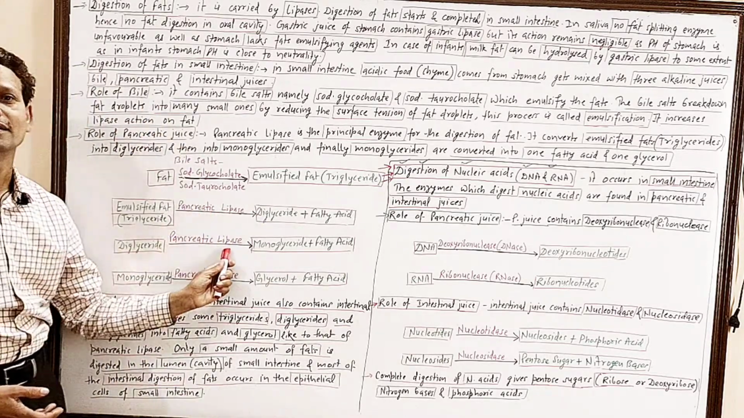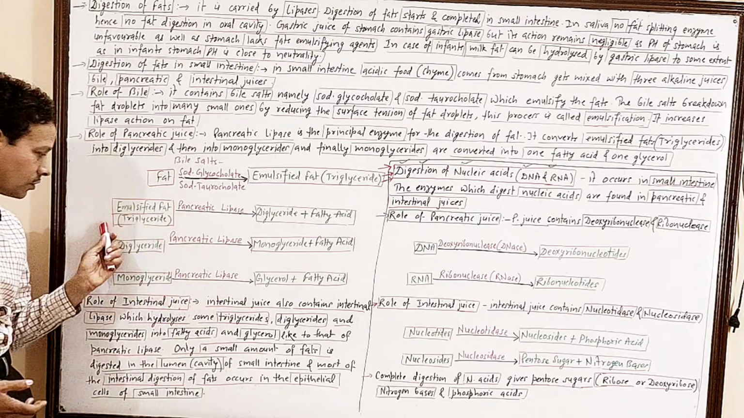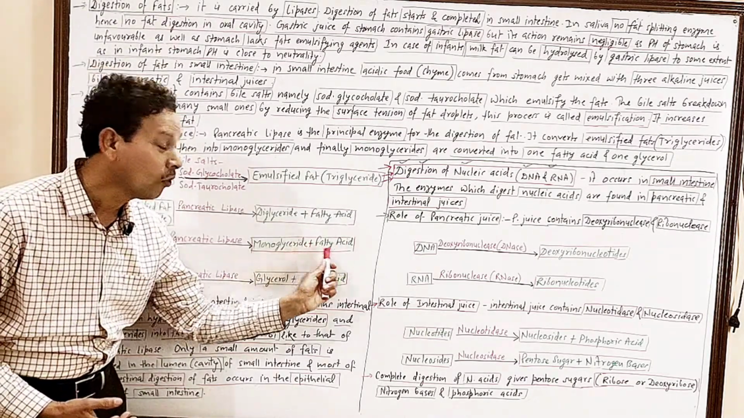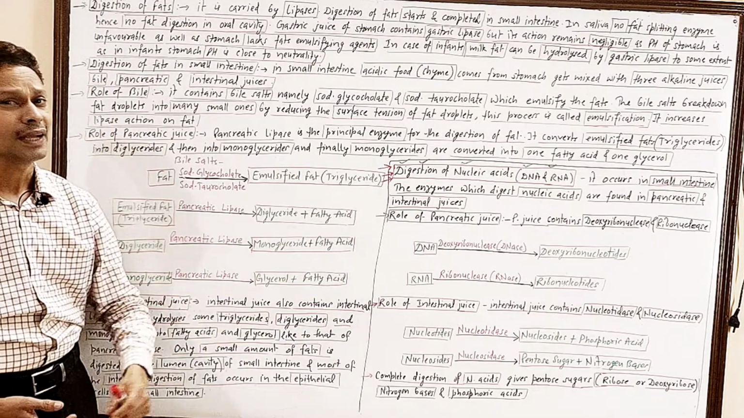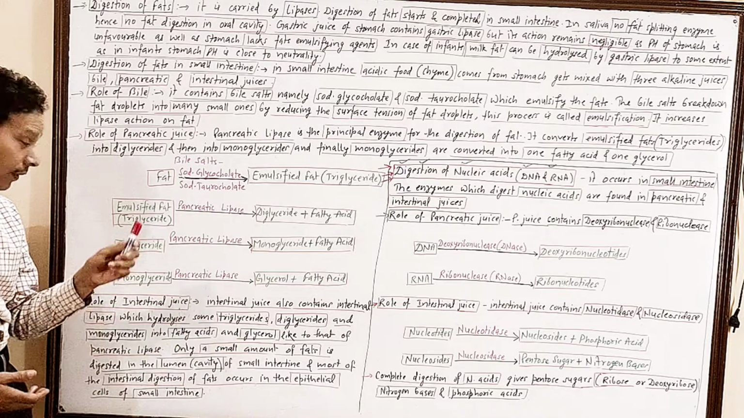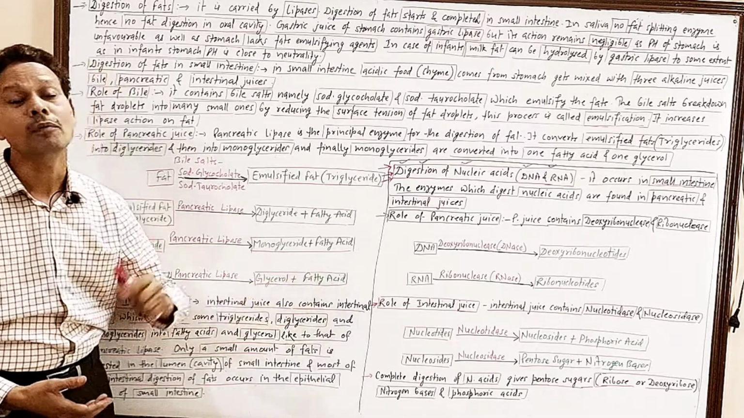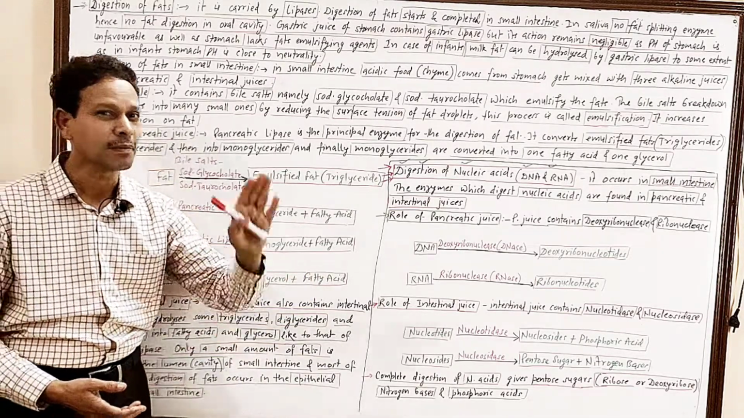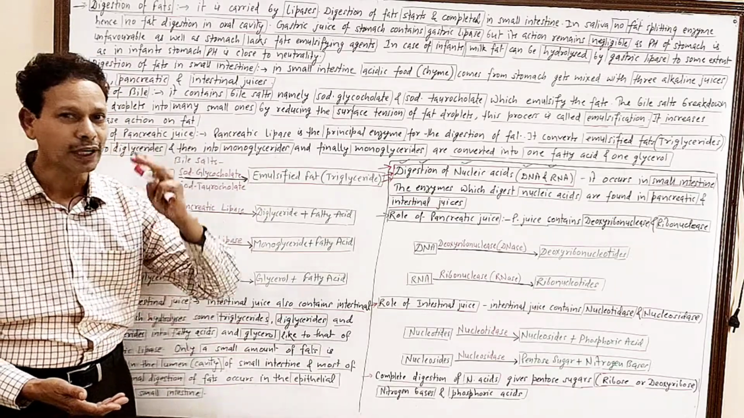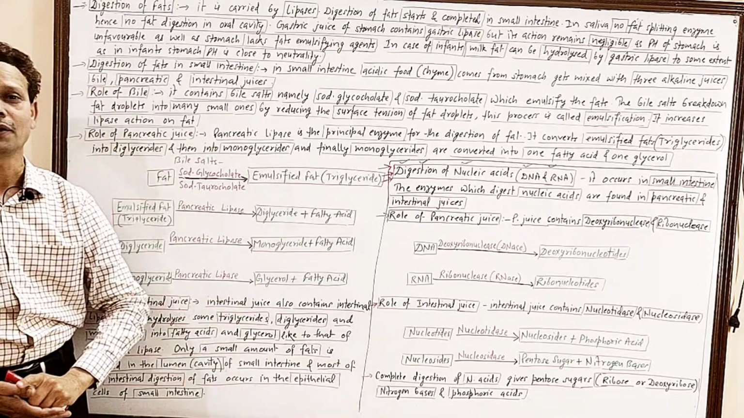Step number second, this pancreatic lipase converts this diglyceride into monoglyceride and one more fatty acid. And step number third, this monoglyceride is further converted into glycerol and one more fatty acid. It means the emulsified fat, which is triglyceride, is converted into three fatty acids and one glycerol molecule.